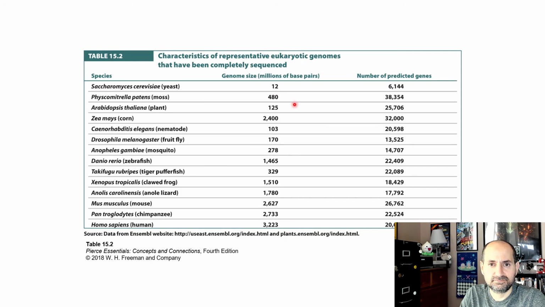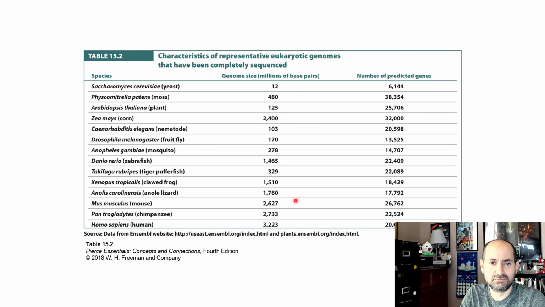So here you can see what I'm talking about. Here's genome size, and here's the predicted number of genes, and you're not going to find much correlation. There are only about 12 million base pairs in Saccharomyces cerevisiae, baker's yeast, and you have 6,000 genes. But let's compare that to Zea mays, corn. We've got 2.4 billion nucleotides, and 32,000 genes.